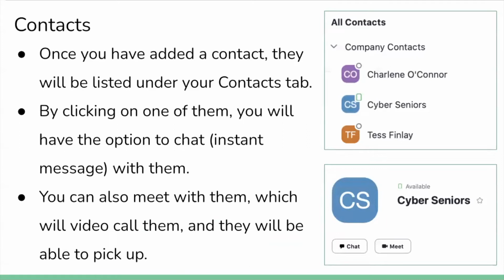Once you have added a contact, they will be listed under your Contacts tab. By clicking on one of them, you will have the option to chat, which is an instant message, or you can also meet with them, which will video call them and they will be able to pick up. For example, this person has a few different company contacts here, and it even shows their status. So if they are available to meet, then you can click on Meet or Chat and contact them further.